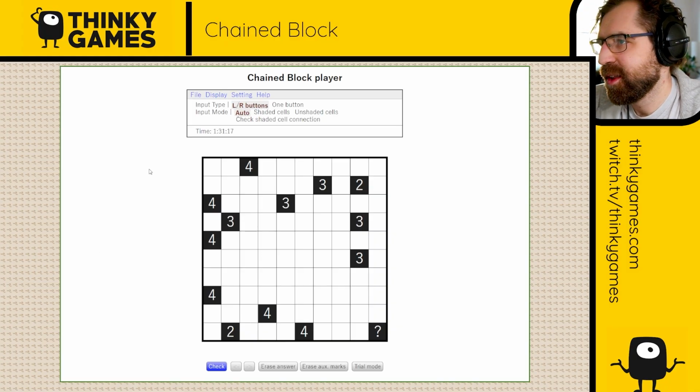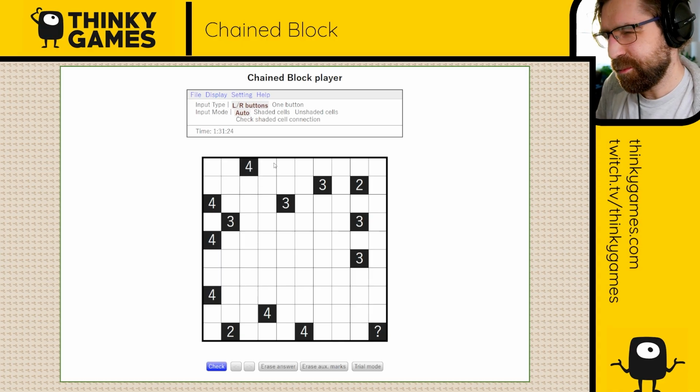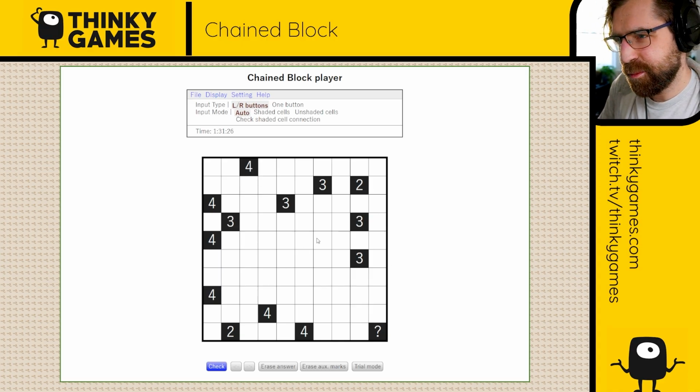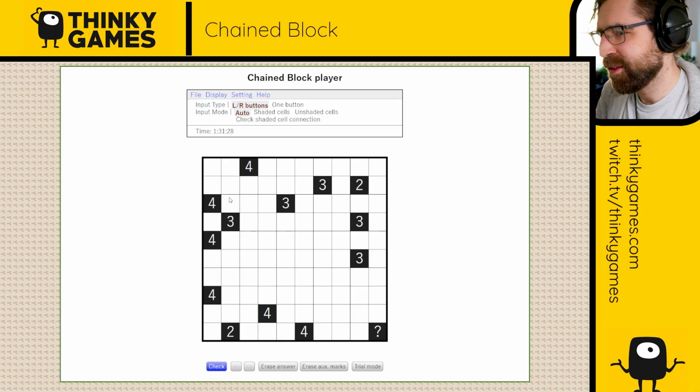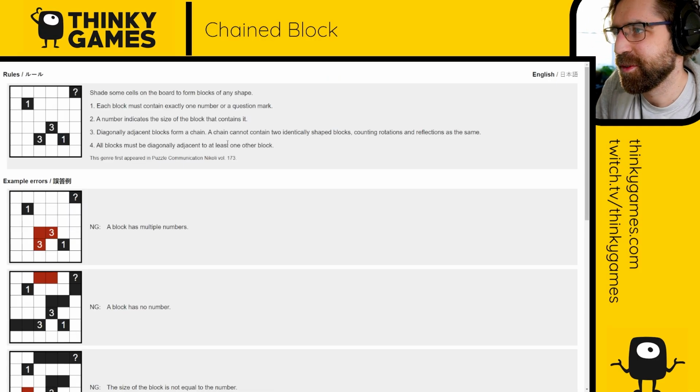Okay, this time we're going to learn how to play a chained block puzzle, and we're going to try and solve this one as the example. It's not the simplest one, I don't think. It's fairly big, but there's some interesting things going on in it, including a question mark, which we'll see what that means. Let's go to the rules.